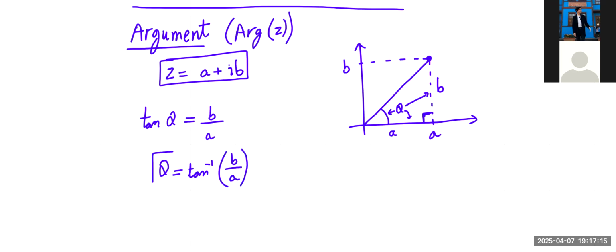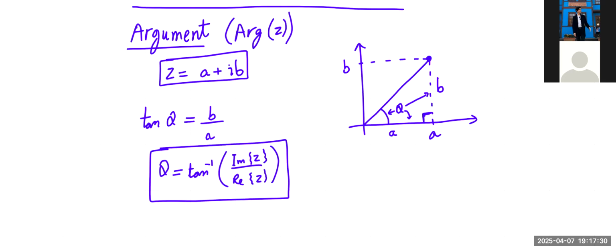And if you want to be more specific and you want to have the formula, b is the imaginary part of the complex number, and a is the real part of the complex number. So this is the general formula to find the argument of a complex number.